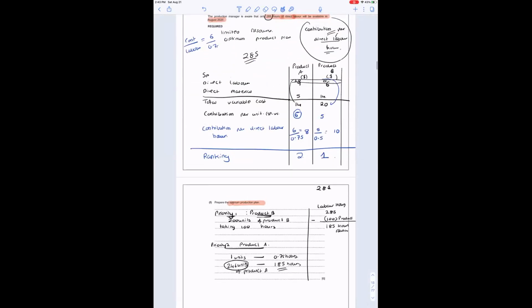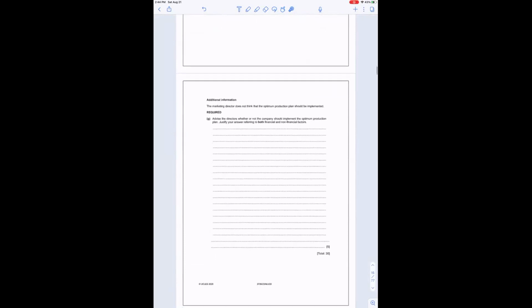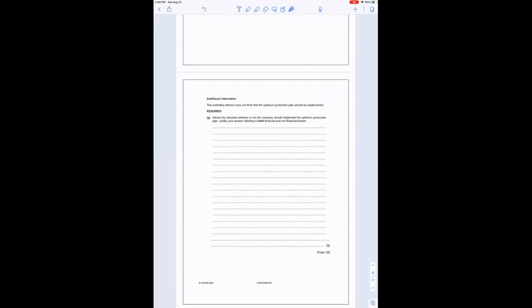You need to show this working for your optimum product plan as well. Optimum product plan. First, calculate the contribution per unit, contribution per direct labor hour, rank it. Then produce the maximum capacity of the rank 1 product, then the maximum capacity of the balance product. This is the optimum product plan. Okay, let's look at the next part.